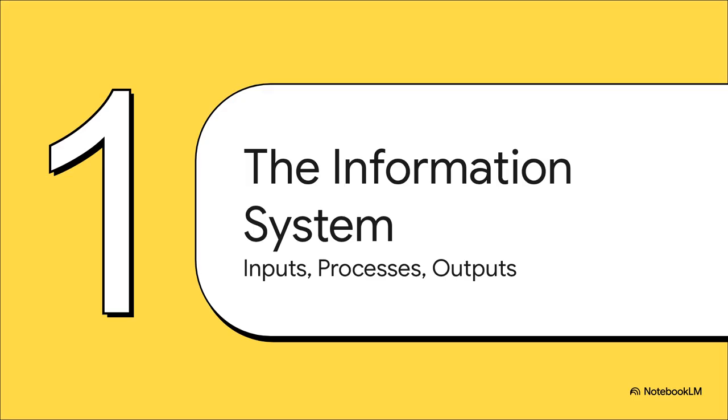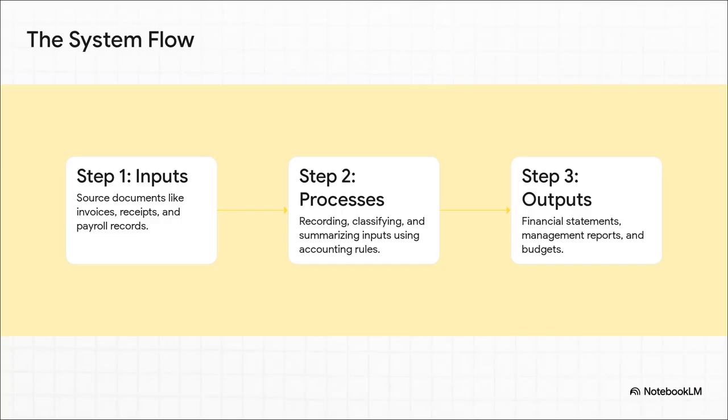So let's dig into this secret identity, right? We're going to break down exactly how accounting works as a complete system, looking at its clear inputs, the processes it runs, and the outputs that end up driving pretty much every major business decision out there. This flow probably looks pretty familiar. It's the basic model for just about any information system.